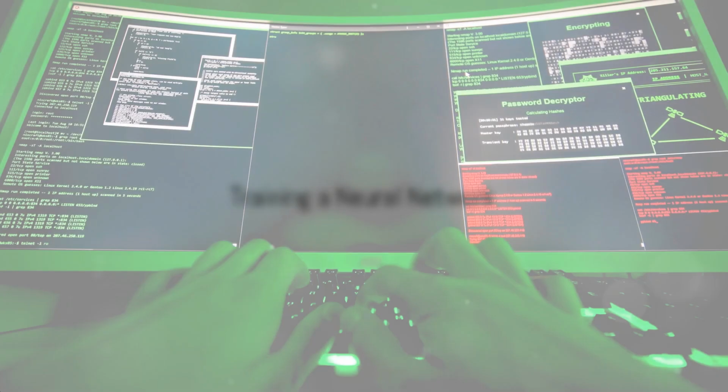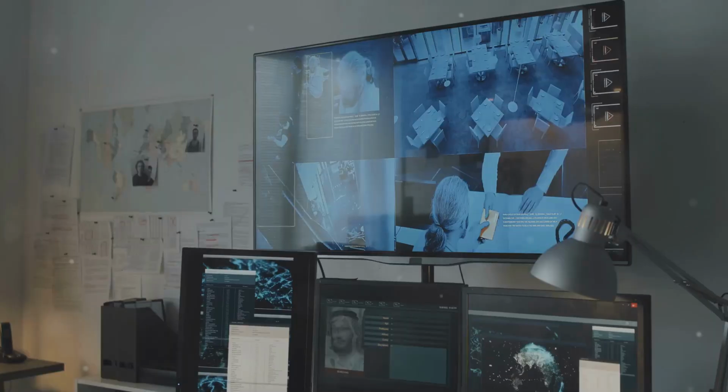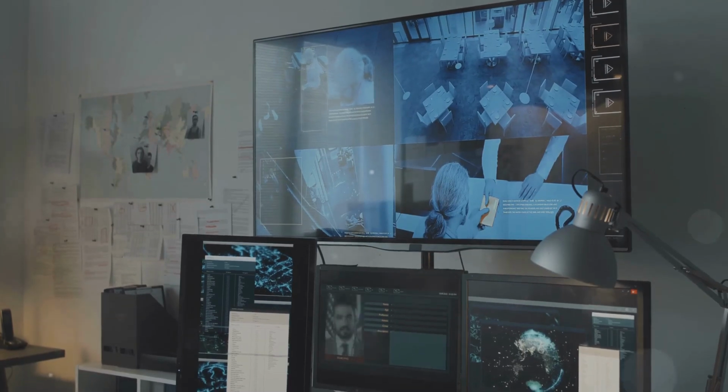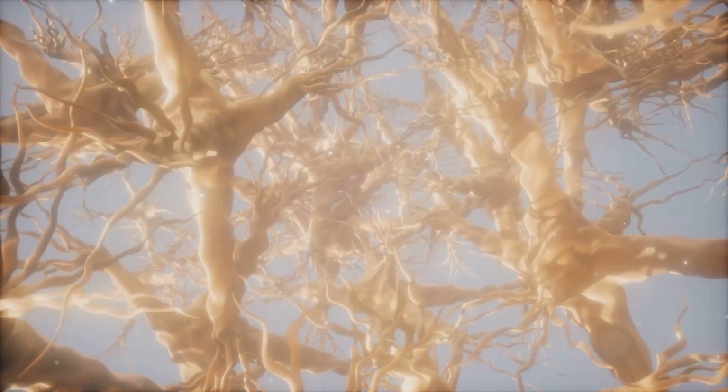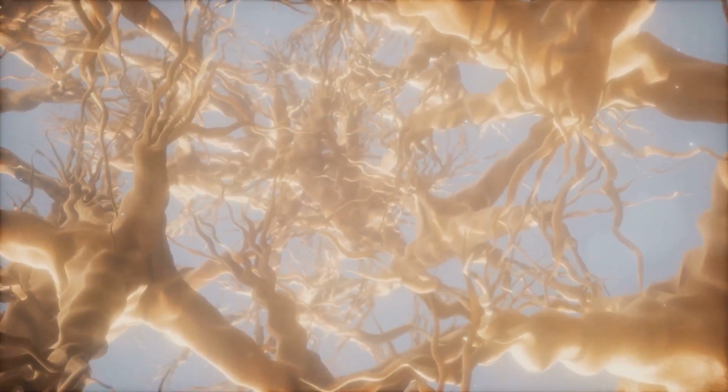The input layer is where the data enters the neural network. For example, in image recognition, the pixels of an image serve as the input data. Each neuron in this layer represents a feature or attribute of the input data.